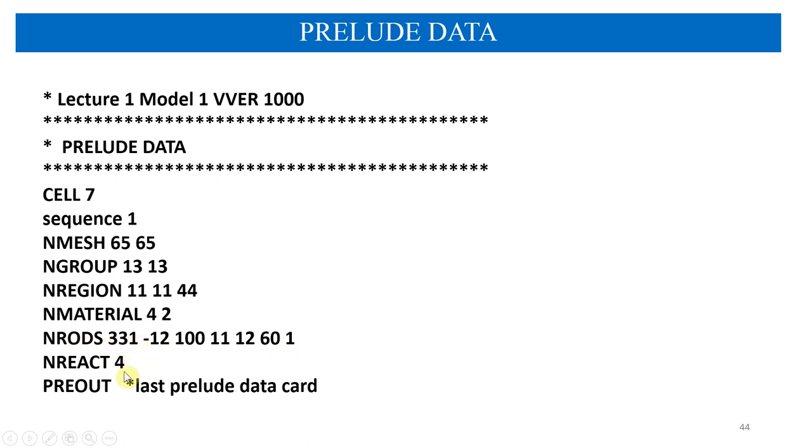Number of reactants, the number of isotopes that I put before in the reaction card, which contains the isotopes that require thermal treatment or resonance treatment. The last card of the preload data is the pre-out. It should be pre-out. You have to put it finally here.